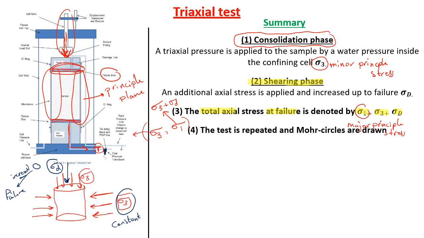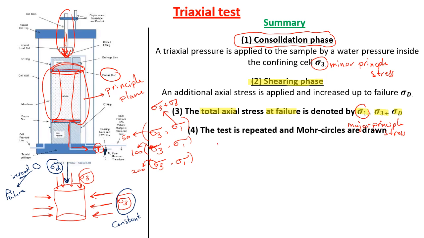For example, for the first test, you can use a sigma 3 value of 50 kilopascal. For the second test, you can use a sigma 3 value of 100 kilopascal. For the third test, you can apply a sigma 3 value of 200 kilopascal. So that in every test, you will have a new value of sigma 1, which will increase by increasing the value of sigma 3 through the tests. So now you will draw more circles.